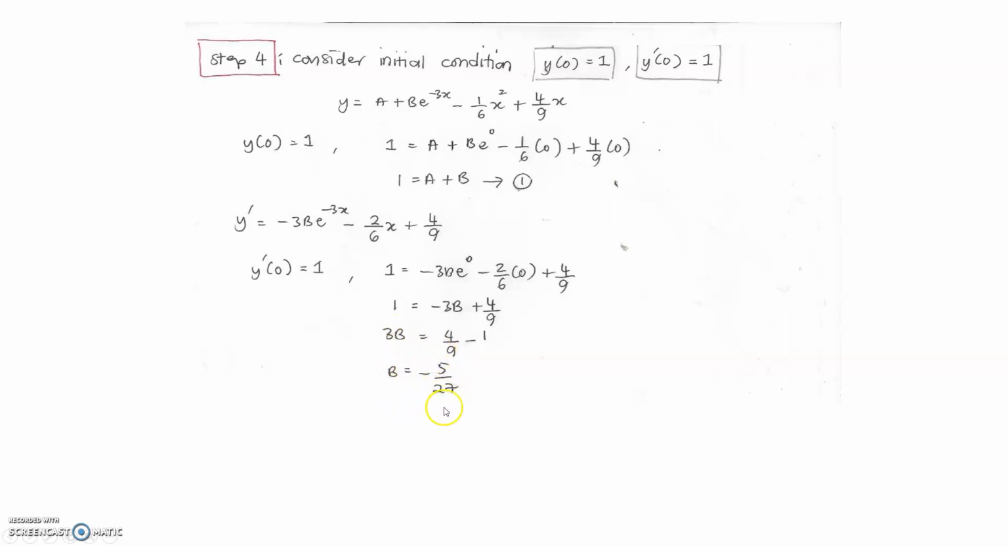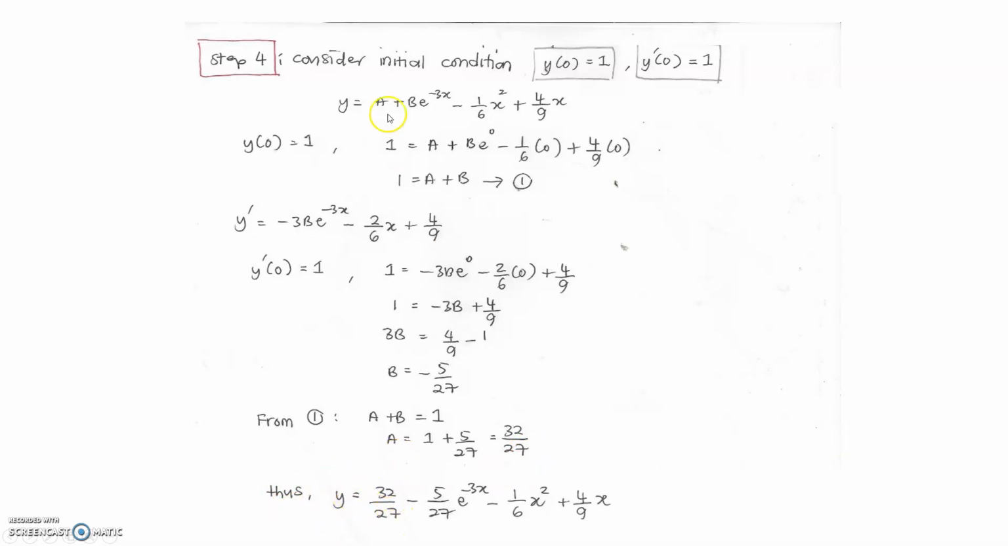So substitute this value into equation number 1, a plus b equal to 1. So a is 1 plus 5 over 27, and then I got a equal to 32 over 27. Okay. So my particular solution, y is equal to, I substitute the values of a and b accordingly. This is my particular solution for the question.